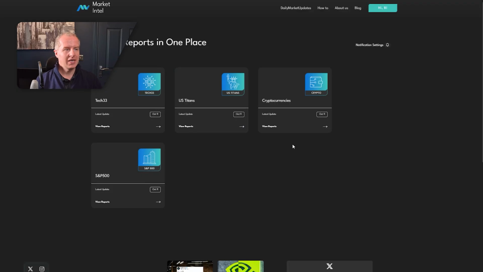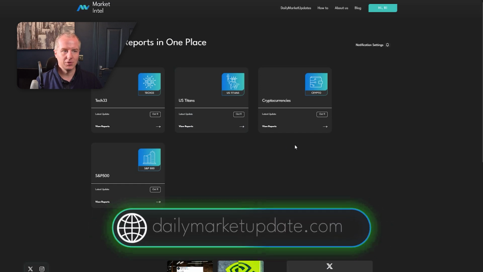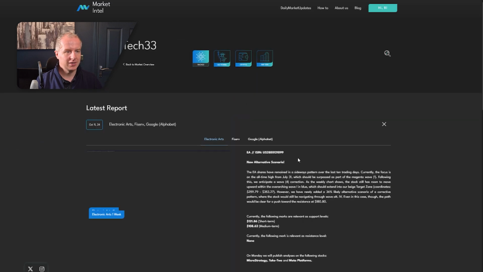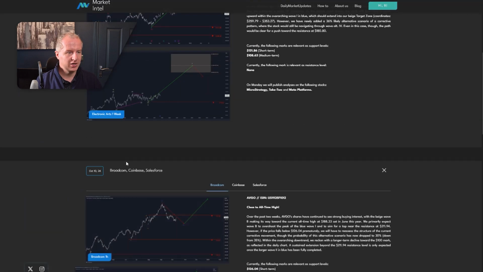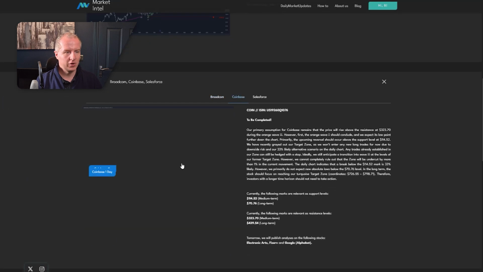Okay, we are on the Market Intel website, dailymarketupdate.com. You can register here completely for free, and then you get access to all these tech stock updates, crypto updates, US stock updates. But today we take a look at the Coinbase chart. We select our stock section, tech stock section, and select Coinbase.